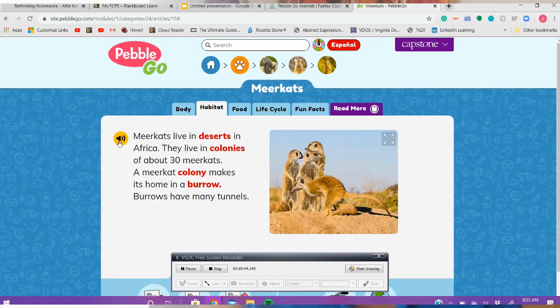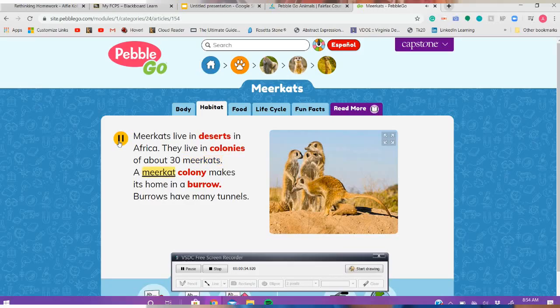Meerkats live in deserts in Africa. They live in colonies of about 30 meerkats. A meerkat colony makes its home in a burrow. Burrows have many tunnels. Okay, so there was a lot of information just in that small section about habitats.